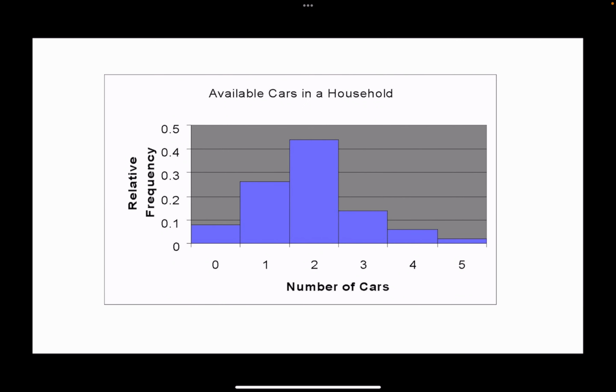Moving on. Here is the relative frequency. The graph looks exactly the same. However, instead of count on this side, we have our relative frequency, so it's showing the proportion of people that have that many cars. All right, let's move on.